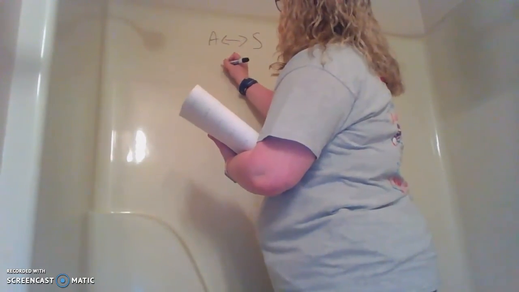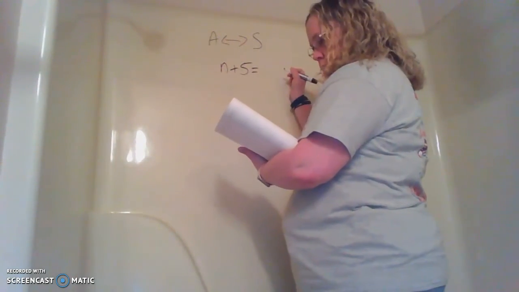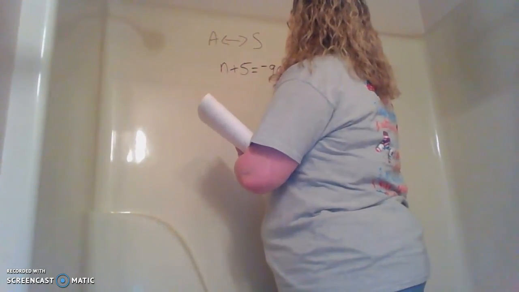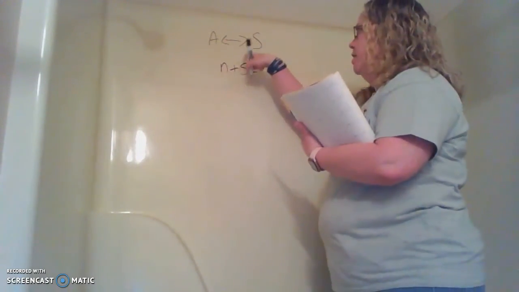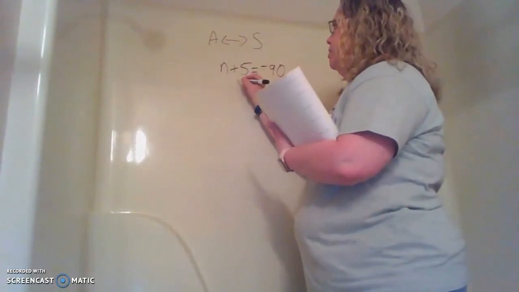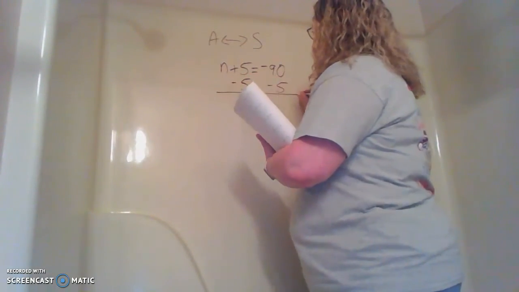Number 3, we have n plus 5 equals -90. Again, we have addition, and we know that subtraction will undo addition. So we're going to subtract 5.